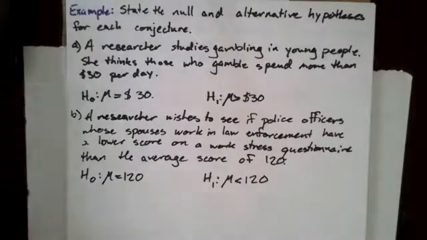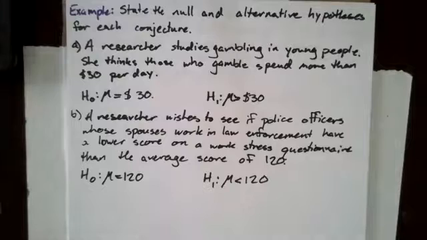For example, state the null and alternative hypotheses for each conjecture. First conjecture. A researcher studies gambling in young people. She thinks those who gamble spend more than $30 per day. So the null hypothesis is that the mean, mu, is equal to $30. The alternative hypothesis is that the mean is greater than $30. Mu is greater than $30.